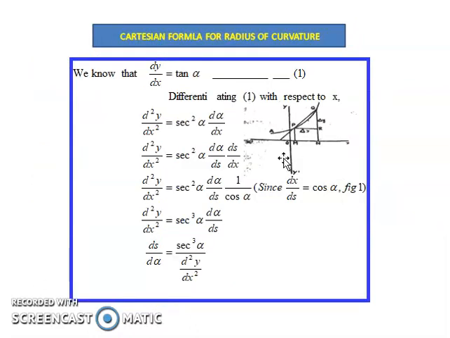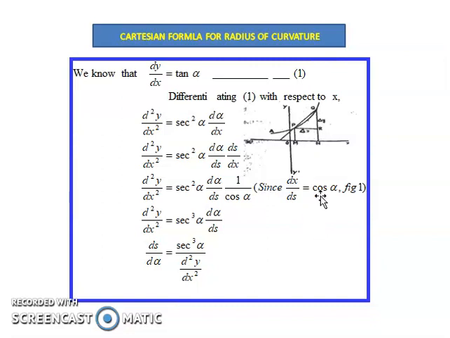A Cartesian formula for radius of curvature has been derived. We know that the slope of a line is given by dy by dx is equal to tan alpha. Now if we differentiate this equation, we will get d squared y by dx squared is equal to secant squared alpha d alpha by dx. As we know, the formula for radius of curvature is ds by d alpha. We have to introduce the parameter s. So I am writing d alpha by dx in terms of s as d alpha by ds into ds by dx.